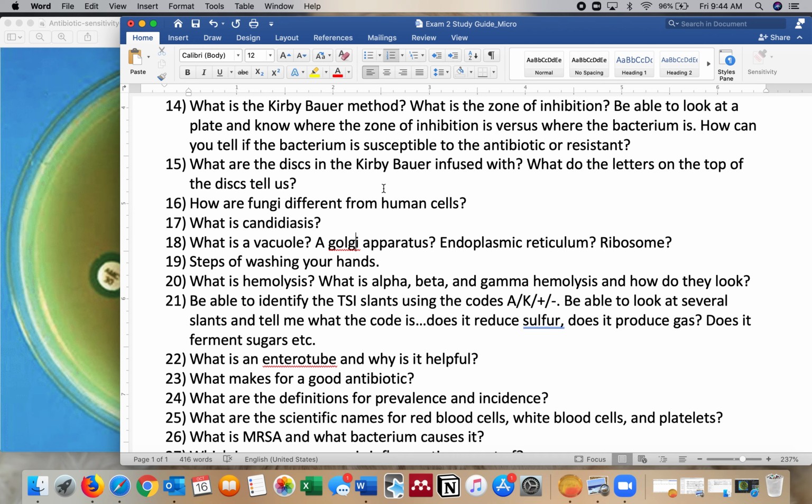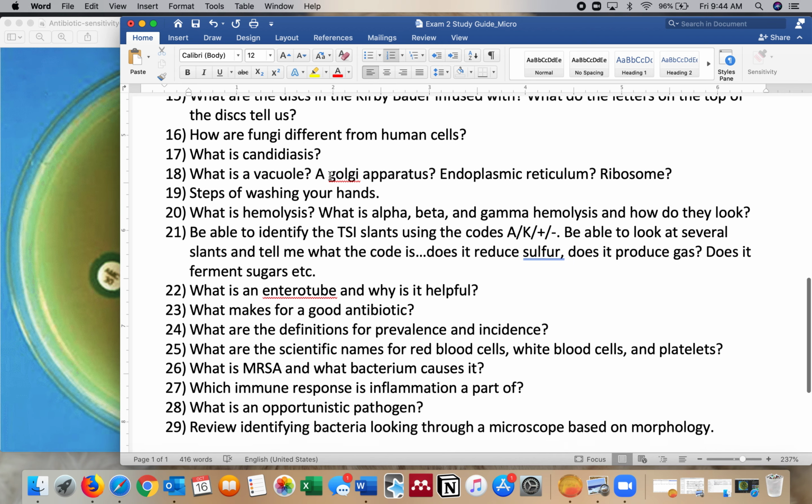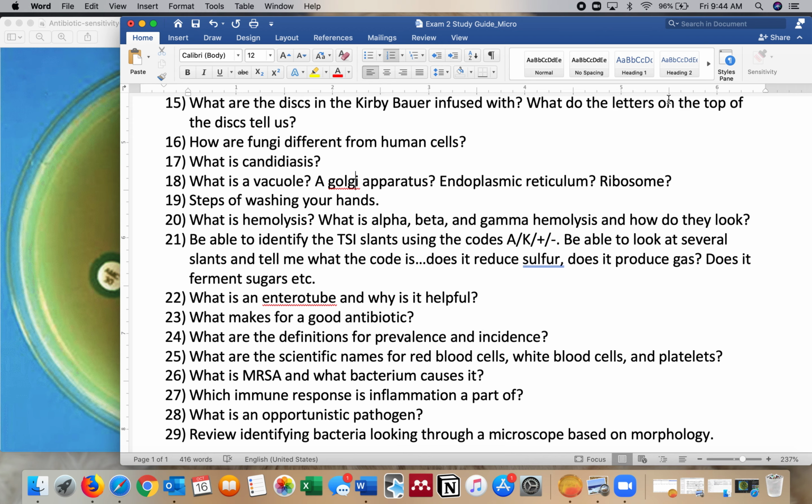So, I feel like 15 I kind of answered in that explanation. Remember that we had different letters on the top to denote something.